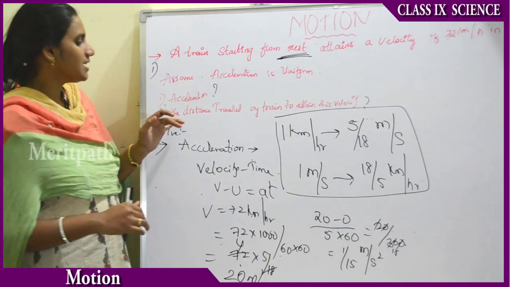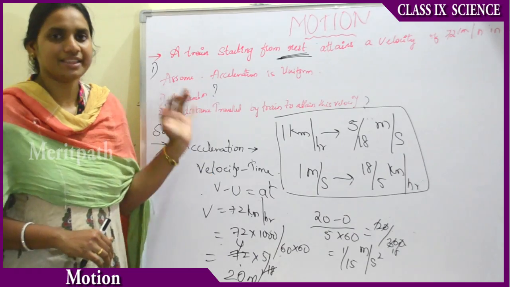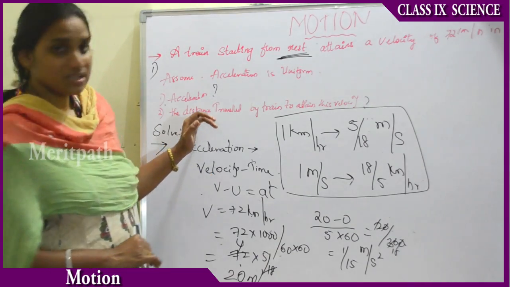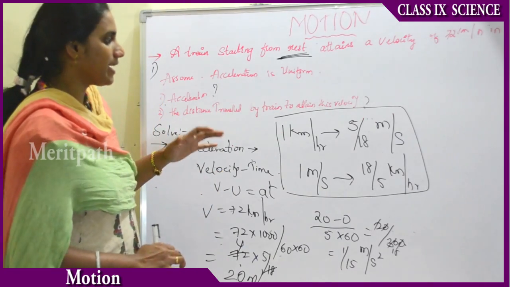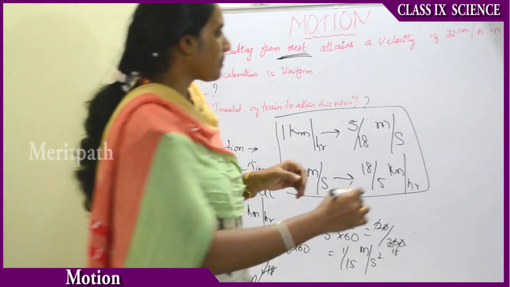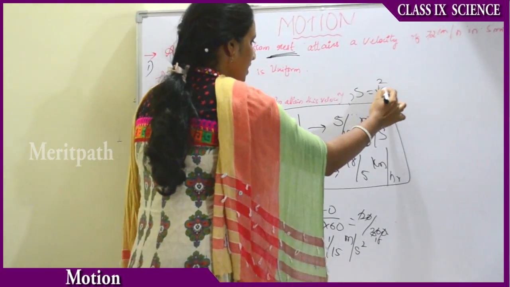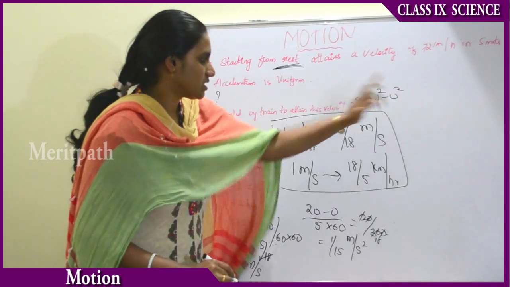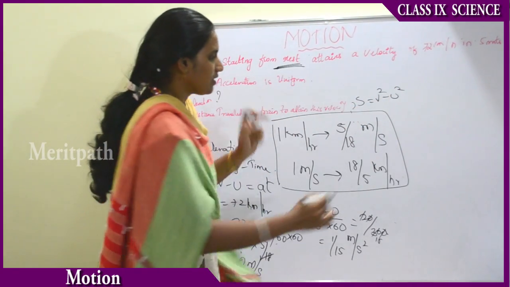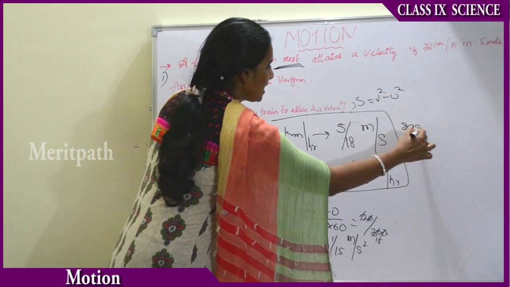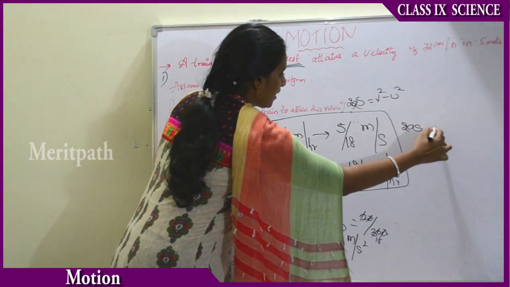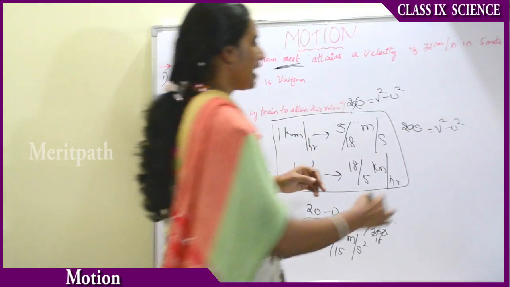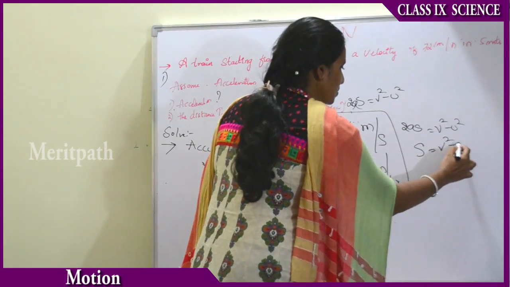Now let us see the distance travelled by the train to attain this velocity. Now according to the velocity and position relation, we will be getting that 2as is equal to v square minus u square, right? By substituting those values, we will be getting s as v square minus u square by 2a.